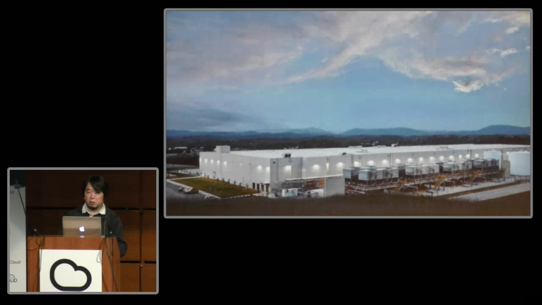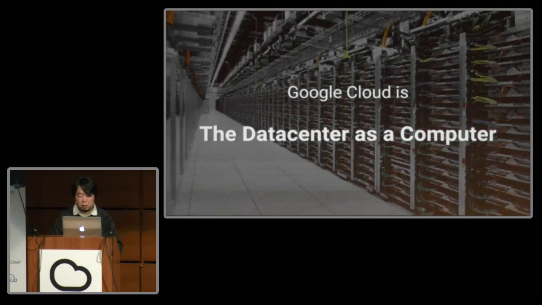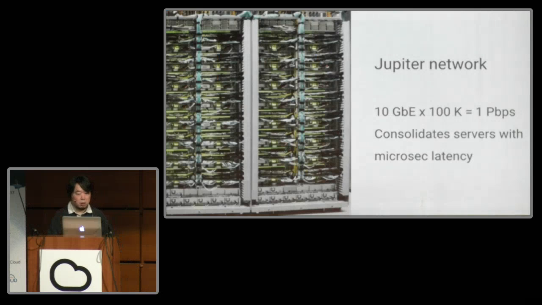So we have started using Google Cloud to implement distributed training of deep neural networks. Google Cloud is the so-called data center as a computer. That means you can use tens of thousands of machines in a single data center building as a single, massively powered computer. And all of those computer nodes are connected with a high-speed network called Jupiter network.